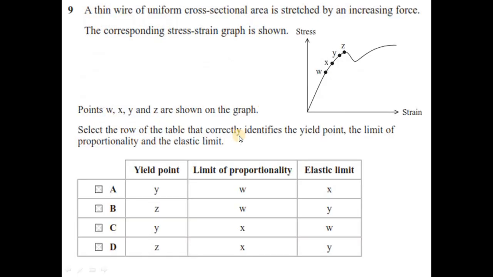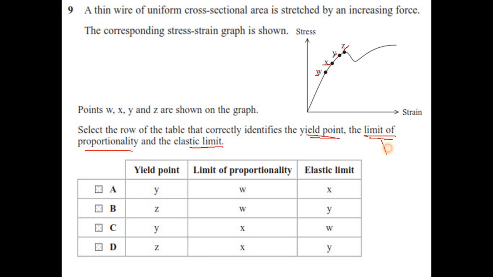9. A thin wire of uniform cross-sectional area is stretched by an increasing force. The corresponding stress-strain graph is shown. Points W, X, Y, and Z are shown on the graph. Select the row of the table that correctly identifies the yield point, limit of proportionality, and the elastic limit.